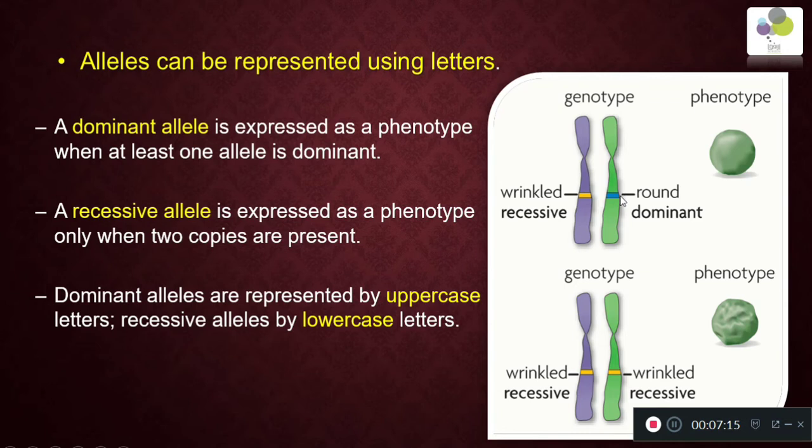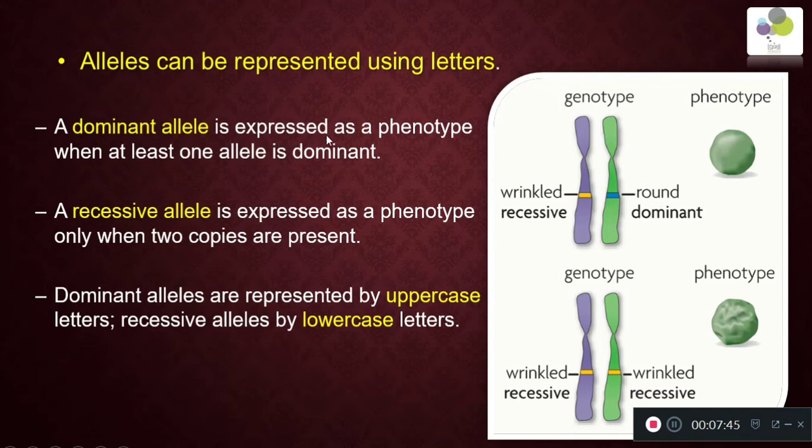If we have one copy of the dominant allele, it will be expressed as the dominant trait. If we have two copies, like round and round, of course the phenotype will be dominant. The recessive trait appears in only one case, when we have two wrinkled alleles. So if we have two recessive alleles, the phenotype will be recessive. The dominant always appears if we have one copy of the dominant allele or two copies.